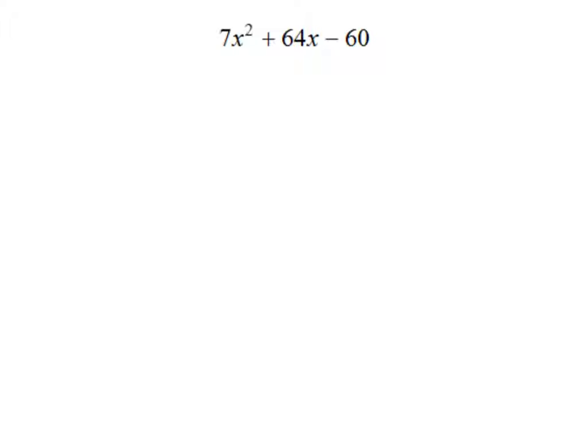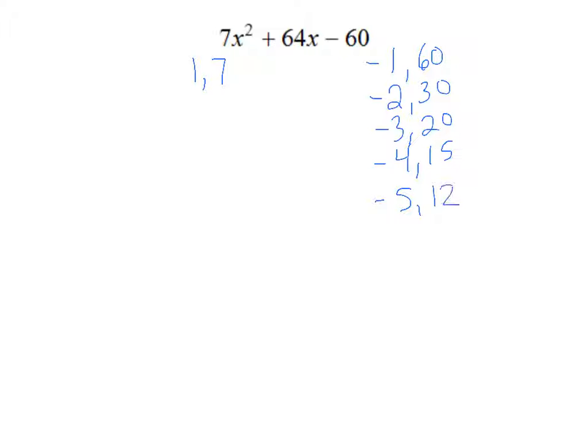Here's another example. I've got a 7x squared, so my firsts I know are going to be a 1 and a 7. Last is a negative 60. I have lots of options for negative 60. It could be negative, means one of them has to be negative, so negative 1 and positive 60. That would multiply to negative 60, or negative 2 and 30, or negative 3 and 20, negative 4 and 15. Lots and lots of options. Negative 5 and 12, negative 6 and 10. I think that's all of them. Okay. I'm going to set up my parentheses.